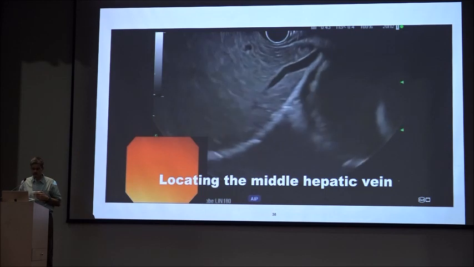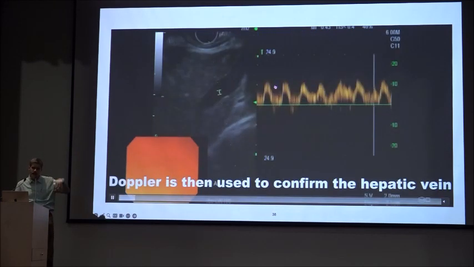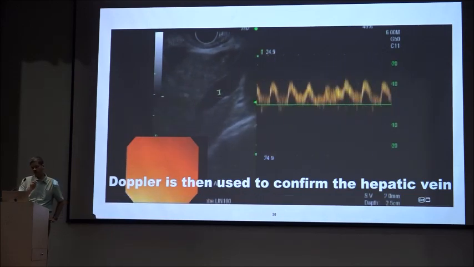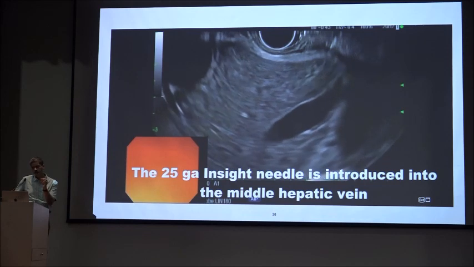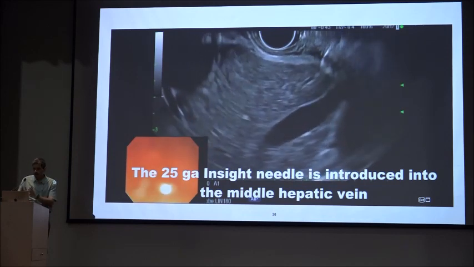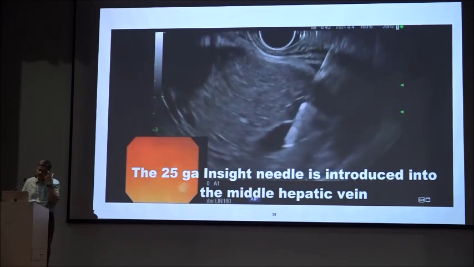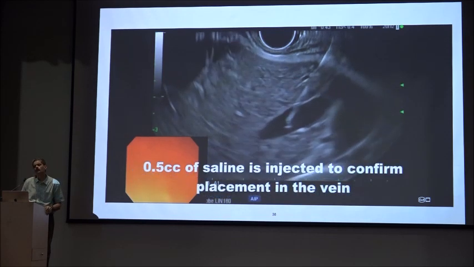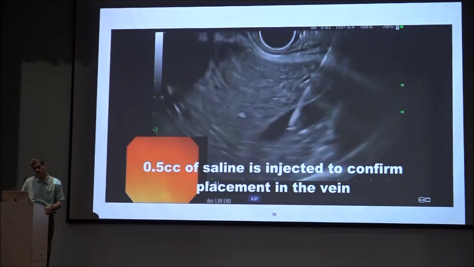Let me show you one case. This is how we see and locate the middle hepatic vein. The middle hepatic vein is very big, it comes right under you. We use a Doppler to confirm the middle hepatic vein, and then we puncture it. Since we are puncturing with a 25G needle through liver parenchyma, bleeding doesn't happen. The parenchyma collapses to tamponade the track. So like this, we puncture the hepatic vein, and then we flush, and then we take the hepatic vein pressure measurement.